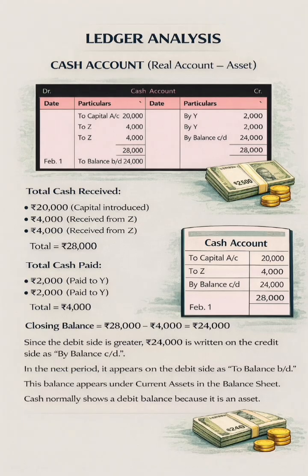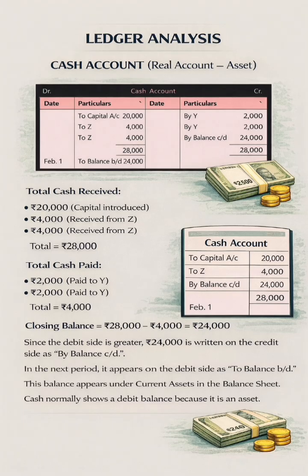Ledger analysis. Cash account, nature, real account, asset. Total cash received: 20,000 rupees as capital introduced, 4,000 rupees as received from Z, and another 4,000 rupees as received from Z. Total is equal to 28,000 rupees.